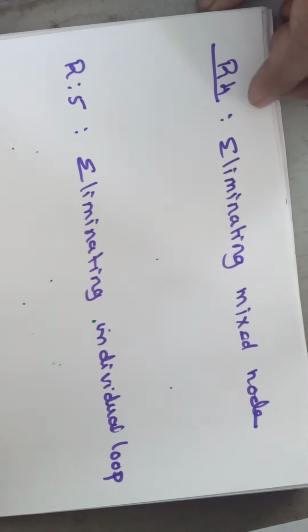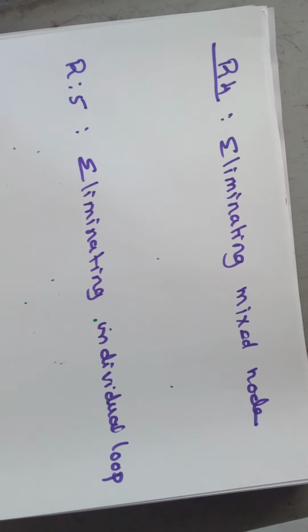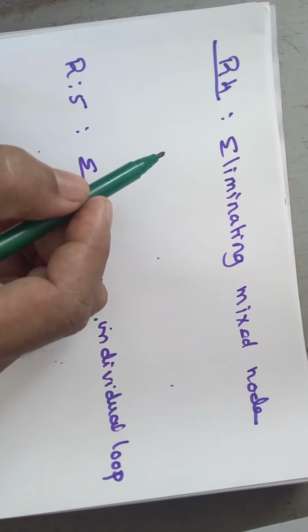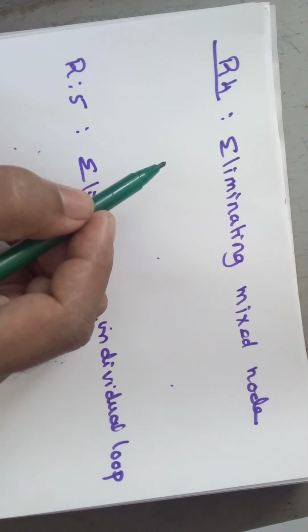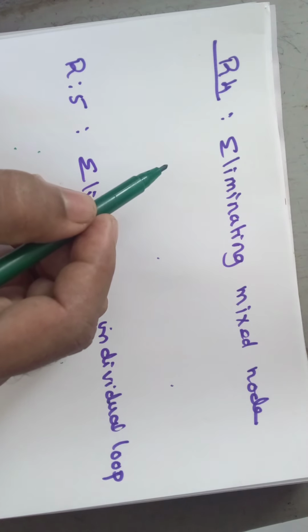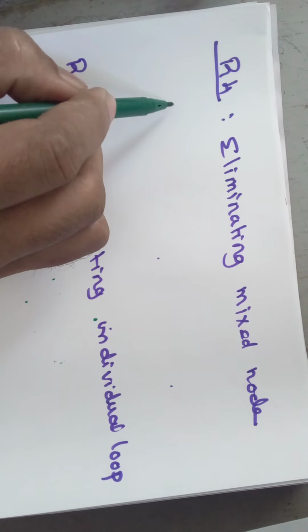The next rule is eliminating a mixed node. How to eliminate a mixed node? A mixed node can be eliminated by multiplying the transmittance of the outgoing branch from the mixed node by the transmittance of all incoming branches to the mixed node. For example, let's see an example.